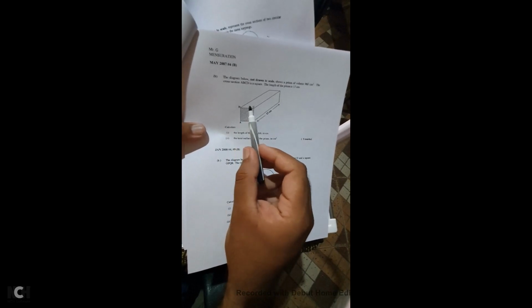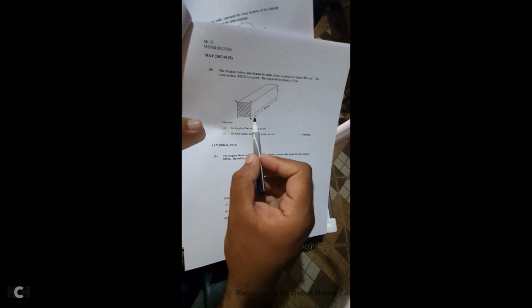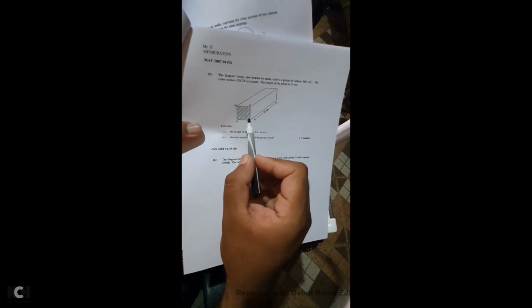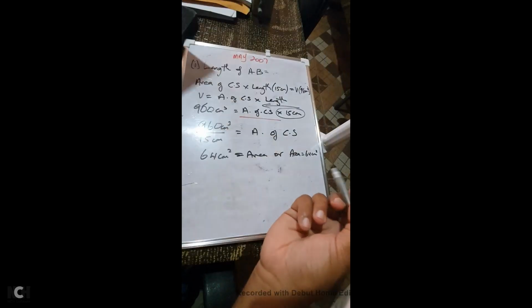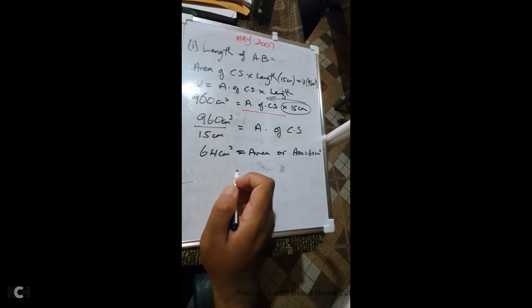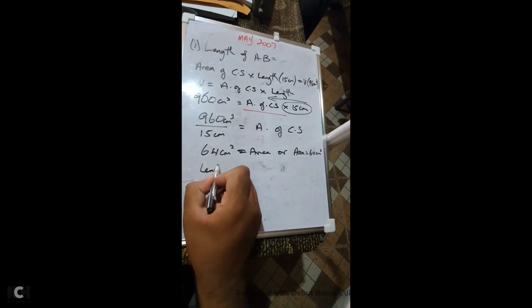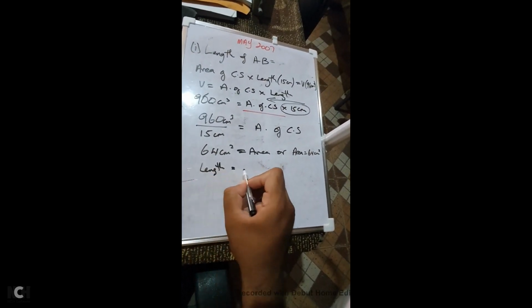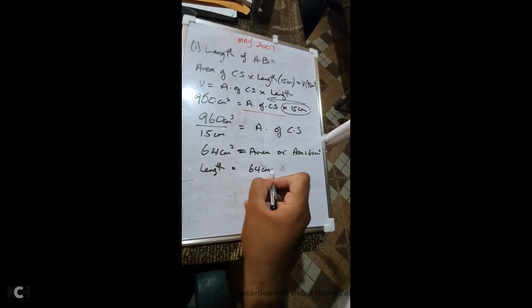And remember, the area of a square is side by side. So that means some side multiplied by the same side will give us 64. That means something multiplied by itself will give us 64. That something is 8. So we need to know how to get 8, right? So the length will be 64 centimeters squared.